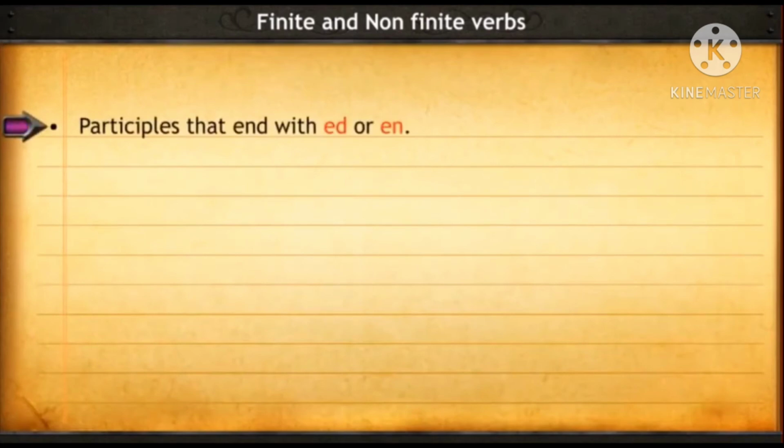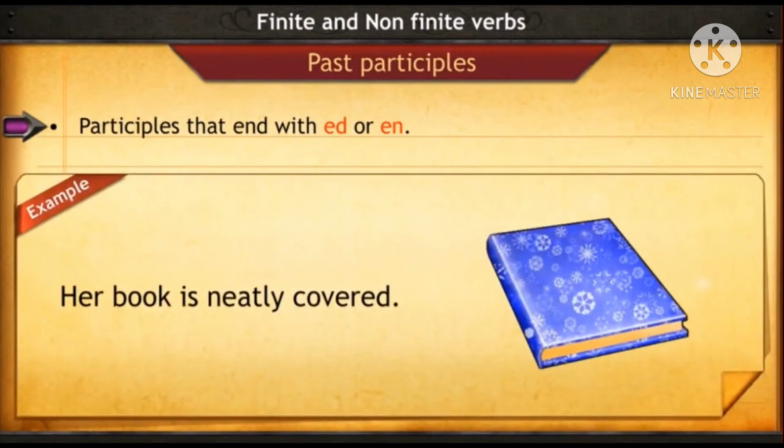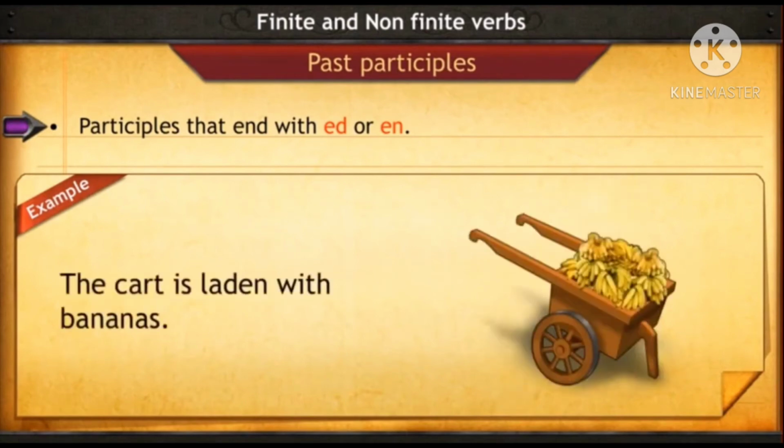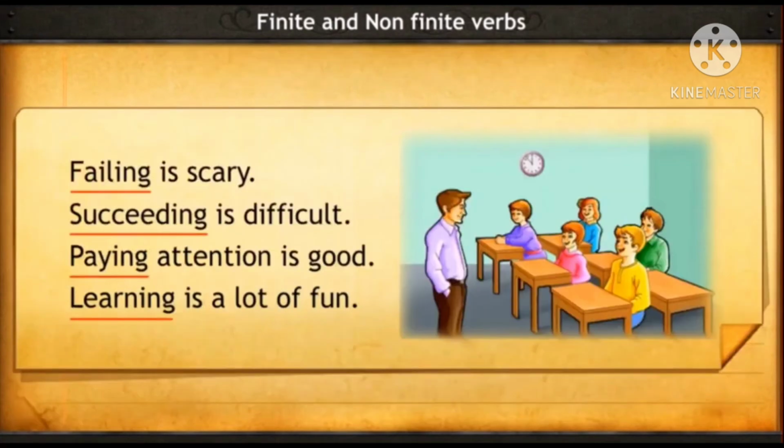The participles that end with ed or en are called past participles. Here are a few examples. Her book is neatly covered. My nose is swollen. The cart is laden with bananas.